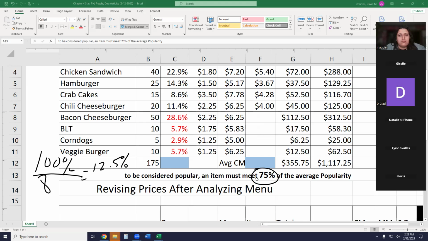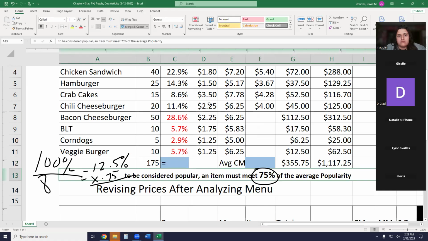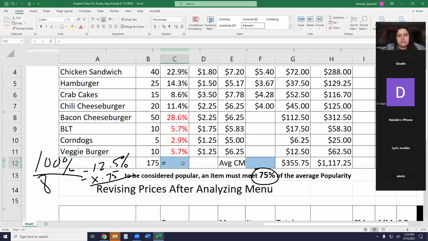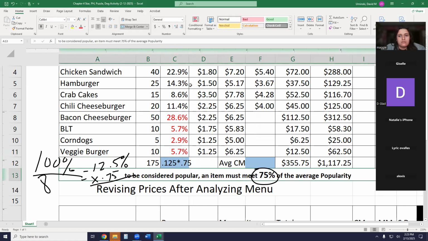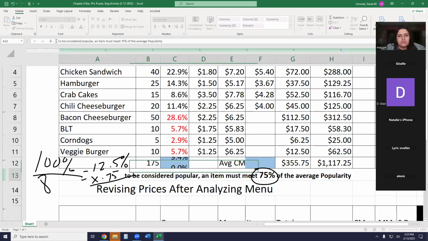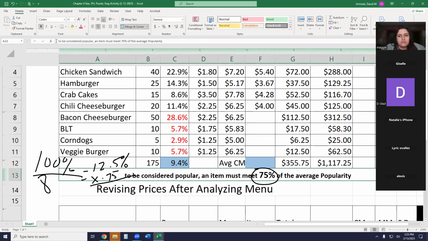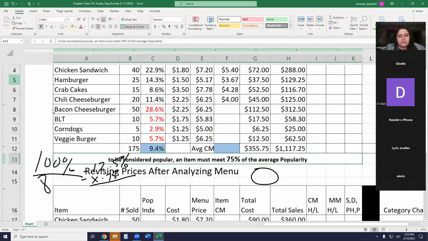We're gonna use that 75. 12.5 times 0.75. You get 9.4%. So that is my benchmark, 9.4%.